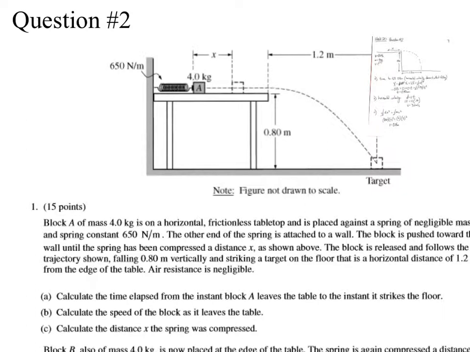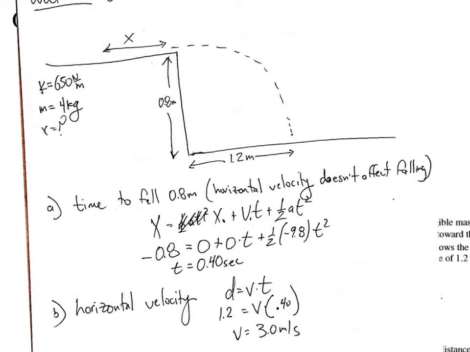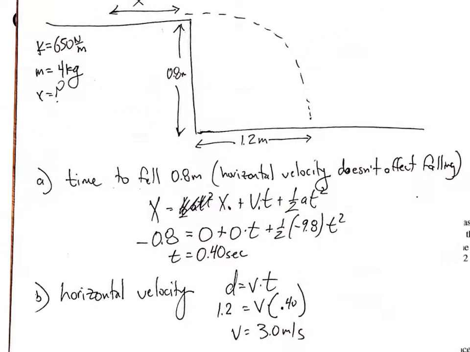question number 1 says, calculate the time elapsed from the instant block A leaves the table to the instant it strikes the floor, meaning how long does it take to fall this distance? So in that case, how long does it take to fall 0.8 meters? Remember, the horizontal velocity doesn't affect falling, so the fact that it's moving to the side does not affect how long it takes to fall.